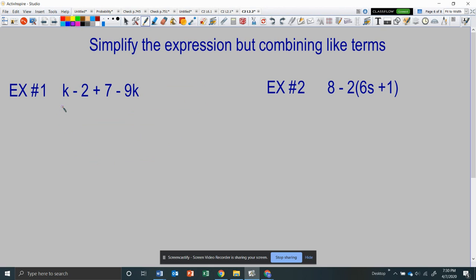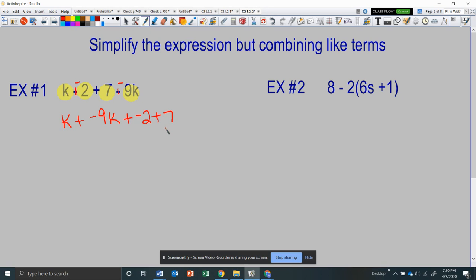Okay, in this one, how many terms do we have? We have 4 terms. If it helps you to make these subtraction signs into plus and negative, and then whenever you see your addition signs, then you can see 1, 2, 3, 4 terms, okay? Now we're going to combine the like terms by moving some things around. I'm actually going to move the k, or leave the k, and move the -9k next to it. And then I've got the -2 and the 7 together.